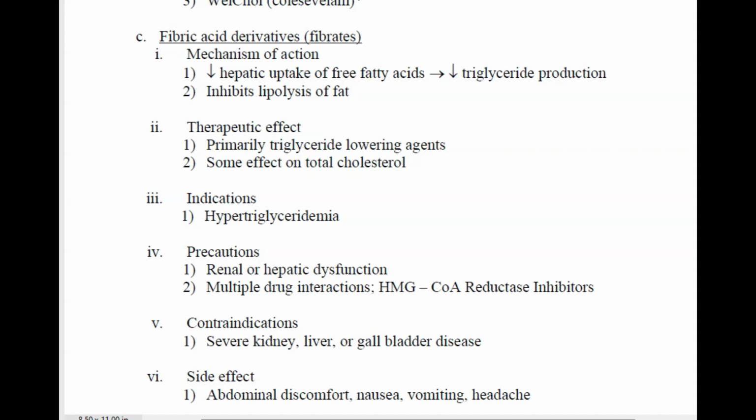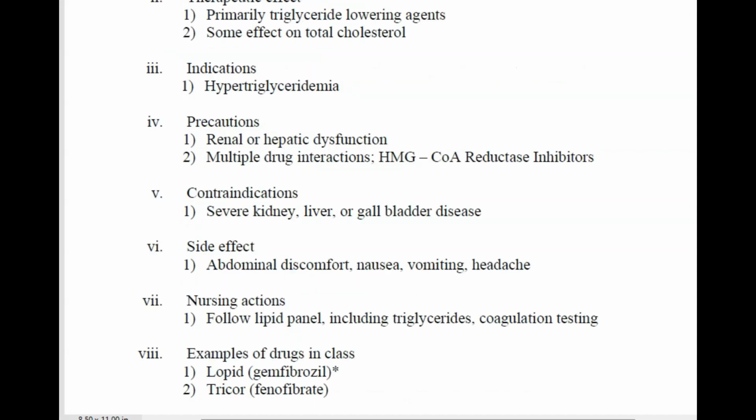So based on the therapeutic effect, what are the indications for fibrates? Well, the main indication is hypertriglyceridemia, or increased triglycerides. Some precautions: we have to be very careful when administering this medication to patients with renal or hepatic dysfunction, because we know that it does affect the kidneys and the liver. We also have to be careful when patients are on multiple medications for cholesterol, such as the statins or HMG-CoA reductase inhibitors. The combination can increase the risk of developing rhabdomyolysis.